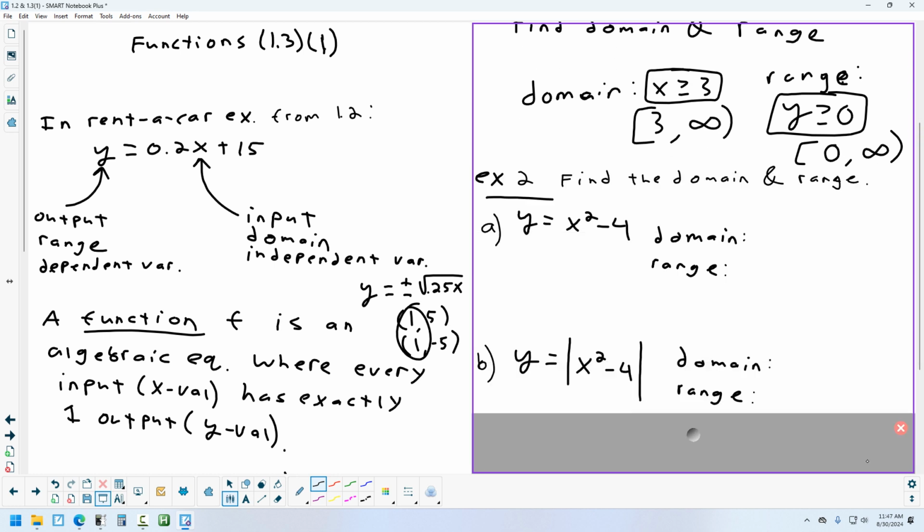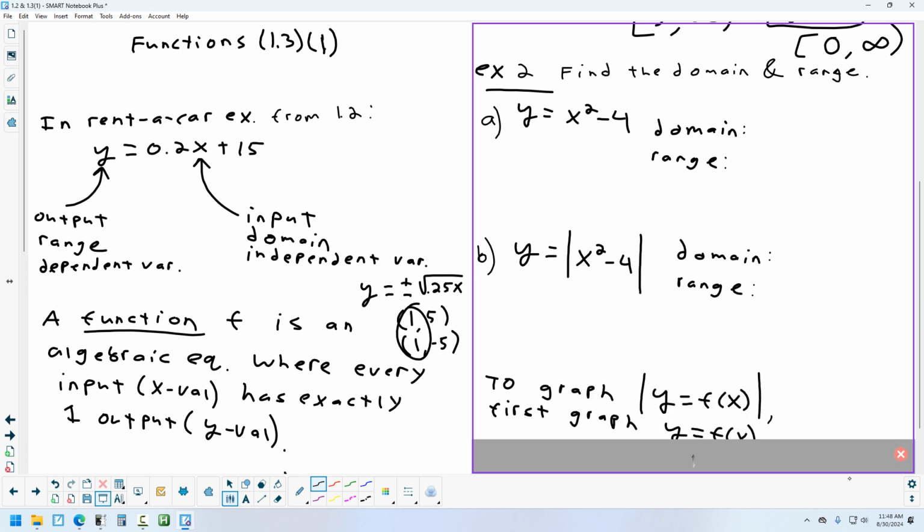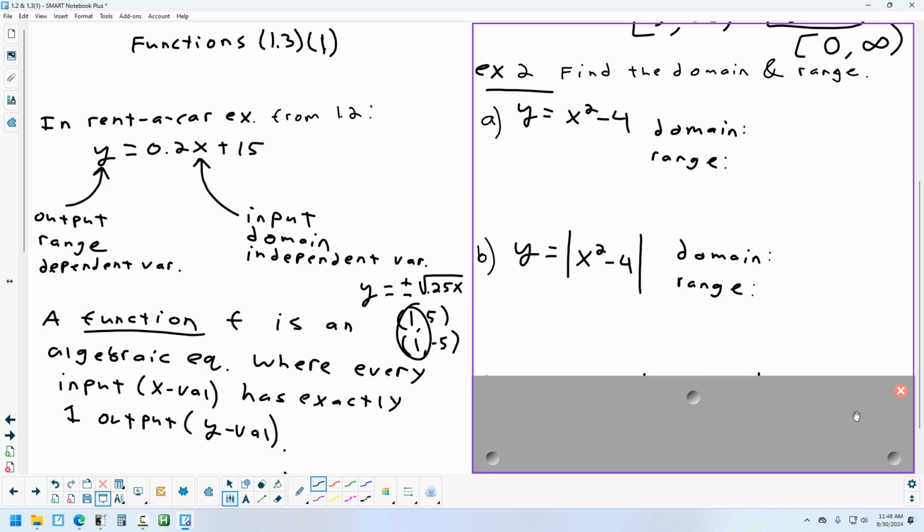Let's try one more of those. Let's do B. I want to do B because I don't think I've shown you where the absolute value bar is on the calculator.